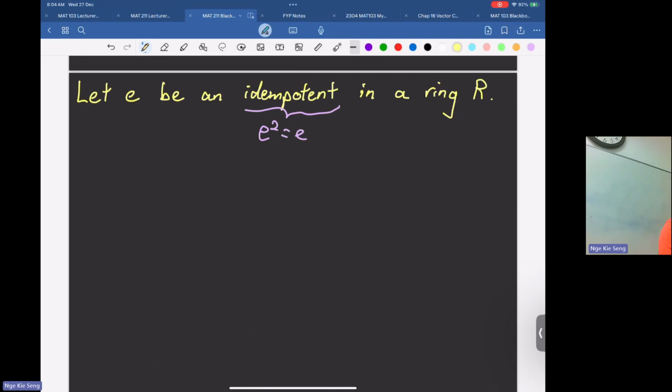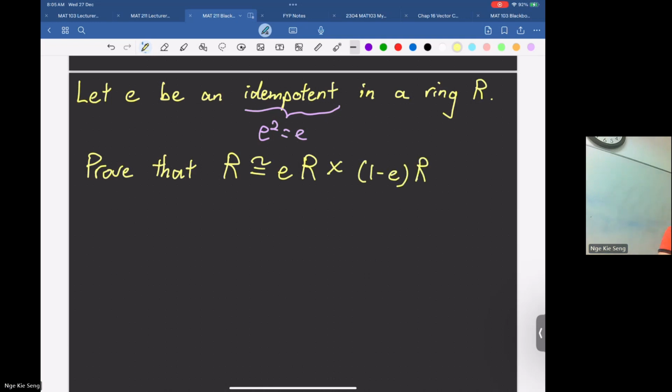We can use it to split the ring. Okay, we can split the ring into ER cross (1 minus E)R. Okay. E is an idempotent. 1 minus E is also an idempotent. Okay, you can try and expand (1 minus E) squared, and you will get 1 minus E.